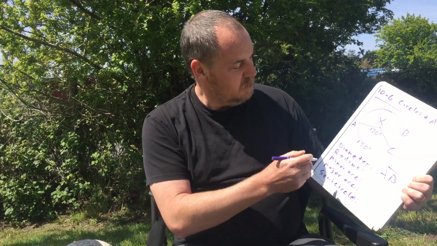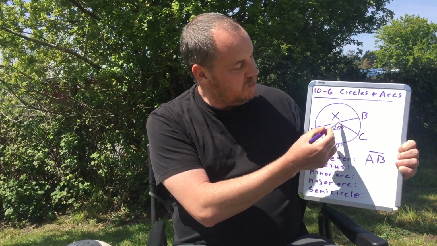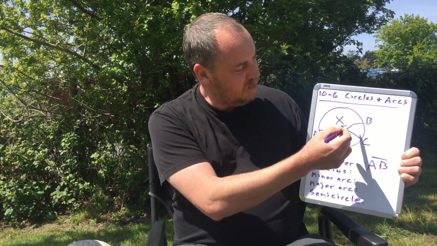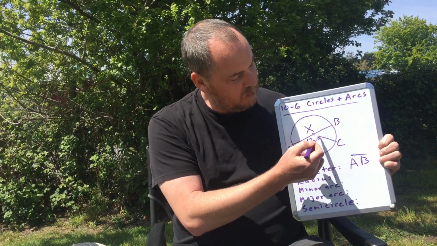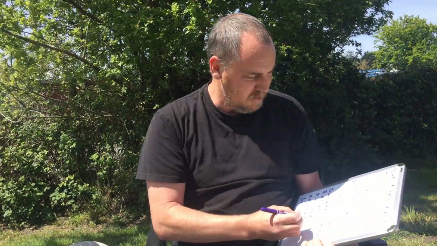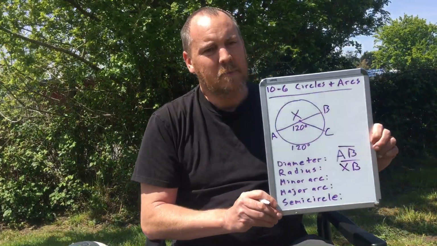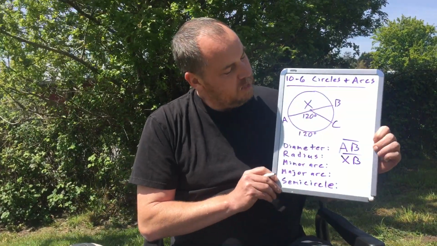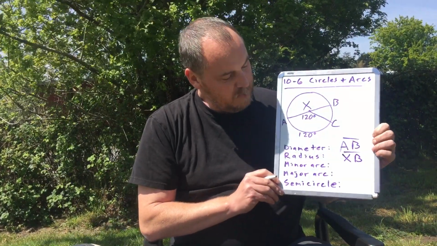All right. A radius is going to be from the center to any point on the outside. So there's three of them. You have XB, XC, or XA. So I'll just write down XB, and I'm hoping you know that the radius is 1/2 of the diameter.